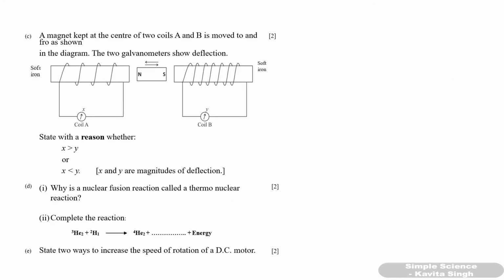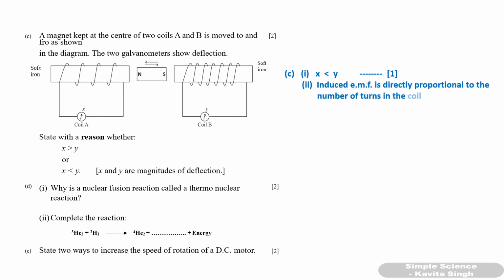Okay. C. A magnet kept at the center of two coils A and B is moved to and fro as shown in the diagram. The two galvanometers show deflection. Now you have to state with a reason whether X is greater than Y or X is less than Y. Now check the number of turns, in which one number of turns is less, in that deflection will be less. Okay, so X is less than Y is the answer. X is less than Y, 1 mark. What is the reason? The reason is the induced EMF is directly proportional to the number of turns in the coil. So the coil which has less number of turns, the deflection will be less in that.